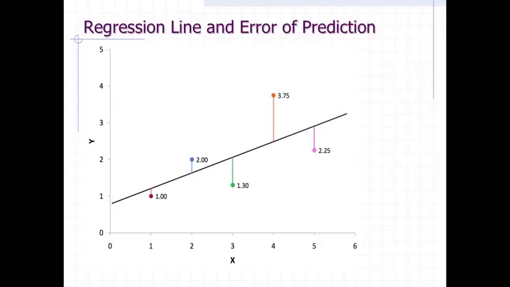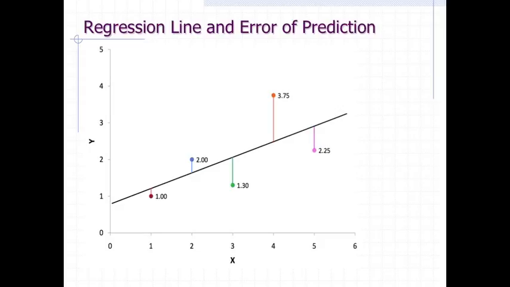Linear regression consists of finding the best fitting straight line through the points. The best fitting line is called the regression line. The black diagonal line in this figure is the regression line and consists of the predicted score on y for each possible value of x.